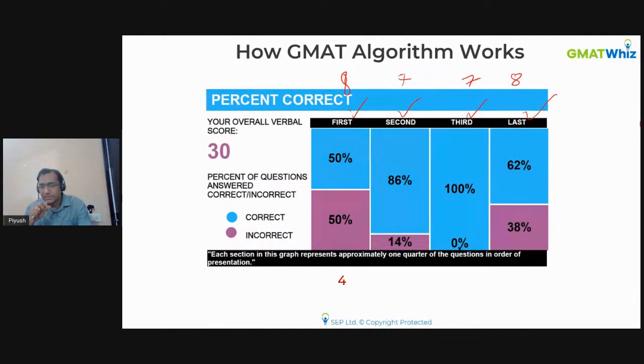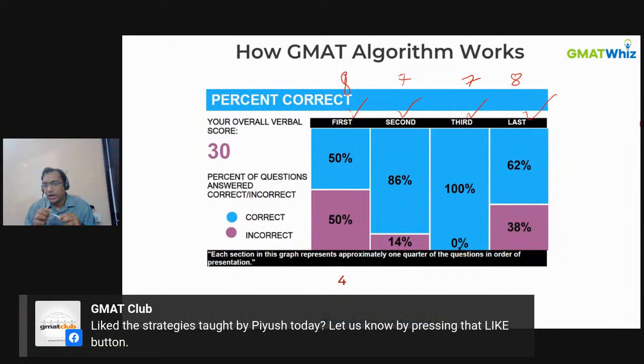Sahil has a question. What does a quarter mean? Can you explain the graph in detail? So Sahil, think of it this way. There are 36 questions on GMAT verbal. Every single quarter is 1/4 of the test, but it does not consist of 9 questions each. The first quarter consists of 8 questions, the second consists of 7, the third 7, and the last quarter 8. In total, 30 questions are scored, and 6 questions are experimental in nature.